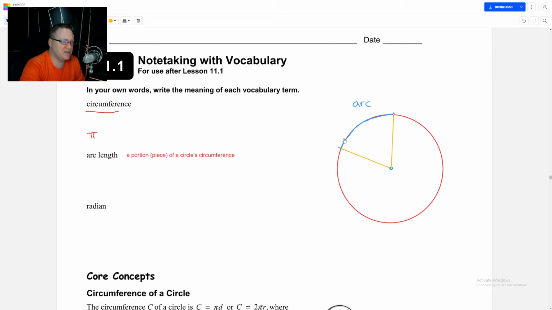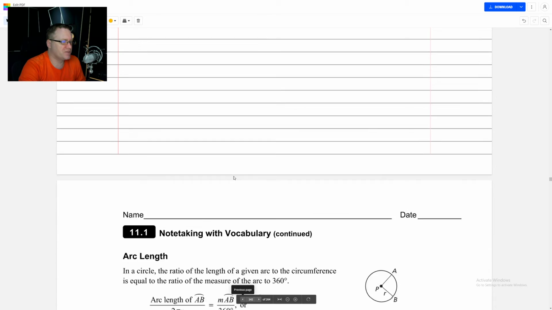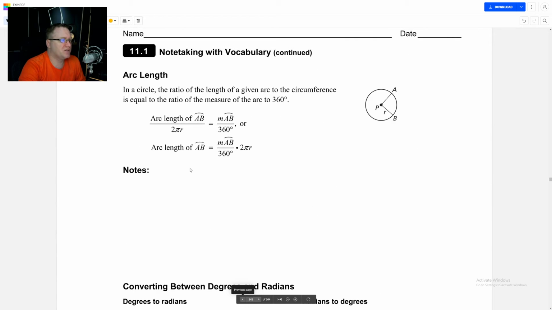It's a piece of the circumference. So the circumference is the distance all the way around the circle. Start here and we go all the way around the circle. That is the circumference. But if we just take a piece of that, that's arc length. And we are going to learn a formula to help us find the arc length. Why don't we do that right now? I'm going to come down here onto the next page.